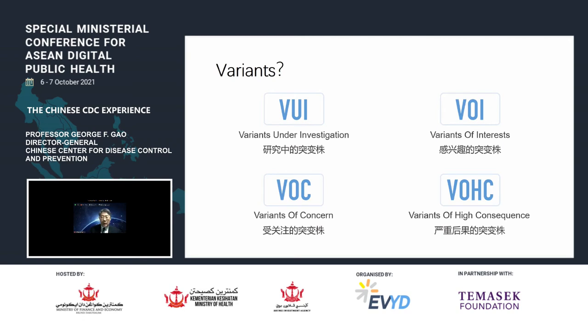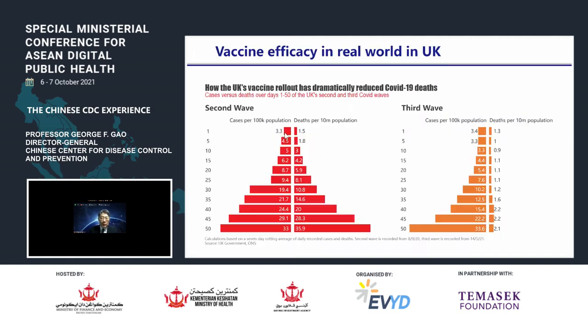Well, look at the real world data. I show you this real world data I borrowed from a publication. When you have the second wave in the UK, this is the frequency ratio of the cases from day one to 50, and this is for death cases. You have the rates very similar. You have that number for the positive cases, you have that number for deaths. But when you look at the third wave in the UK, you have so many cases, but the death cases lower down. So this is why for vaccination, you have four levels.